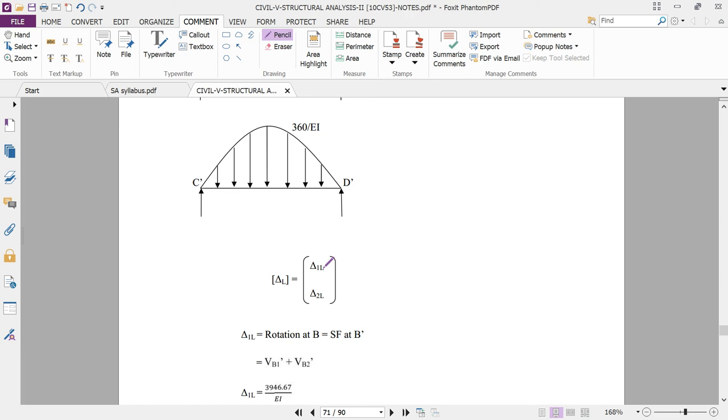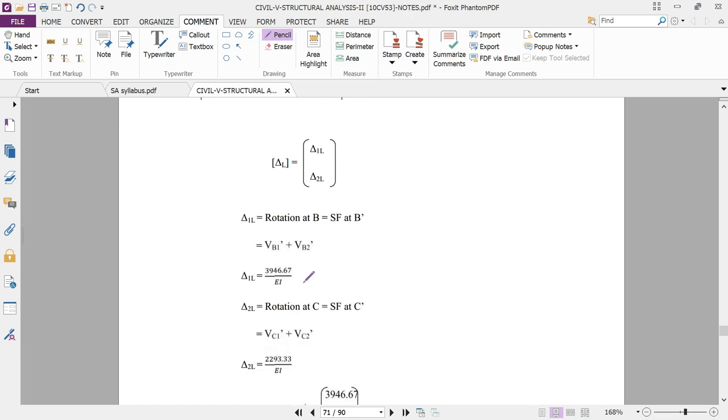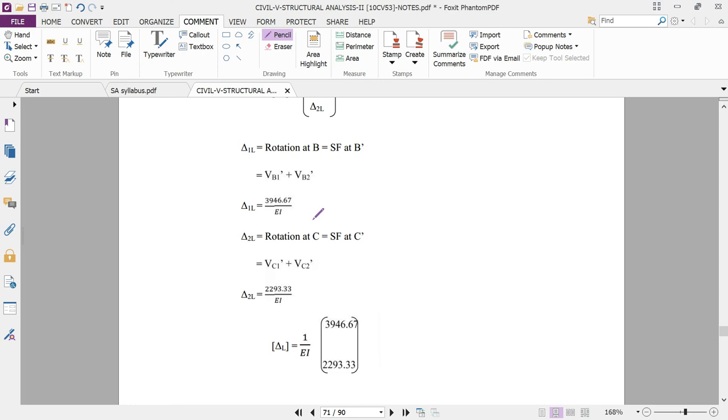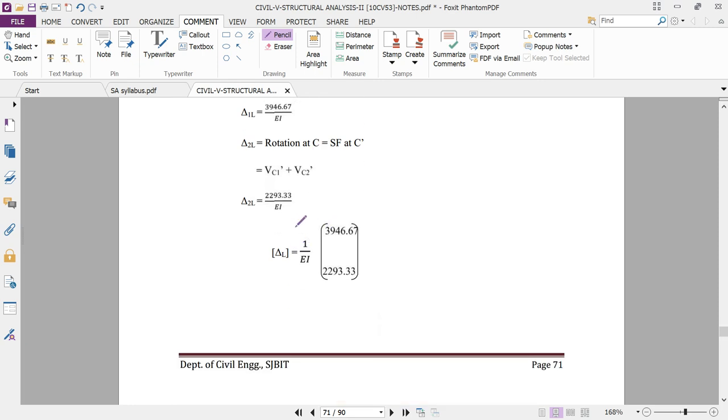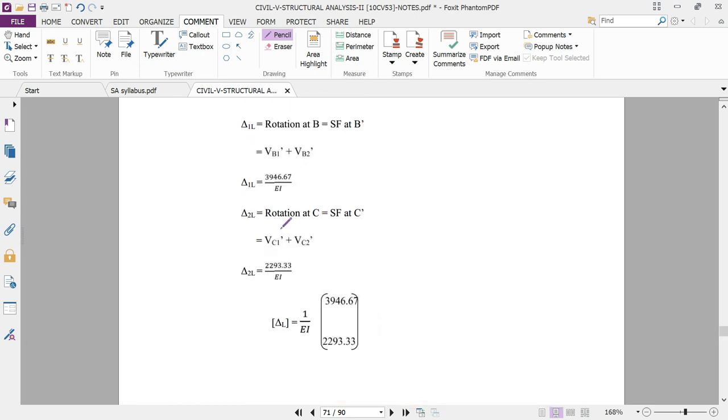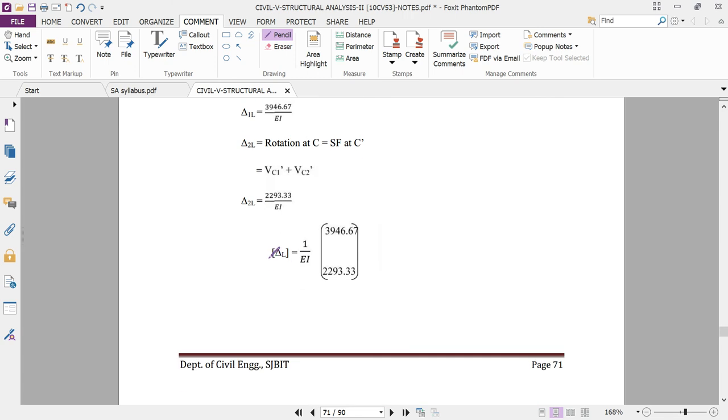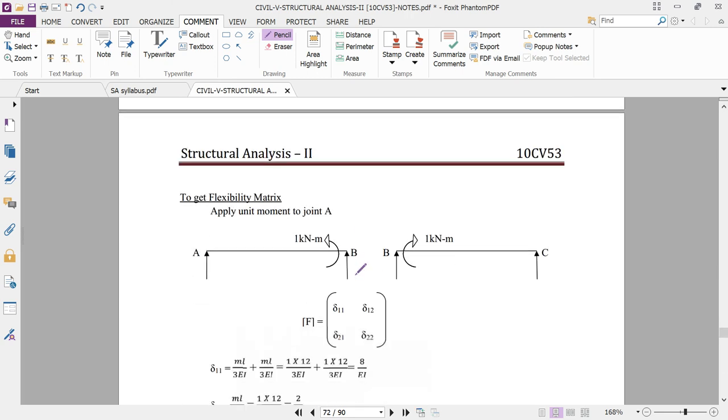So delta L is equal to del 1L, del 2L, the rotation at B, and this is the similar procedure that we have already calculated. So in this way you can easily calculate del 11, del 12, del 13, and finally you will get the value of del L is equal to 1 by EI [3946.67, 2293.33]. Now to get the flexibility, apply the unit moment at the joint.